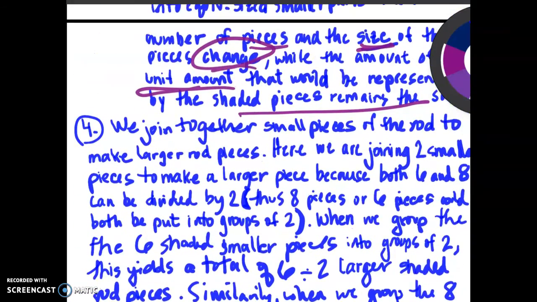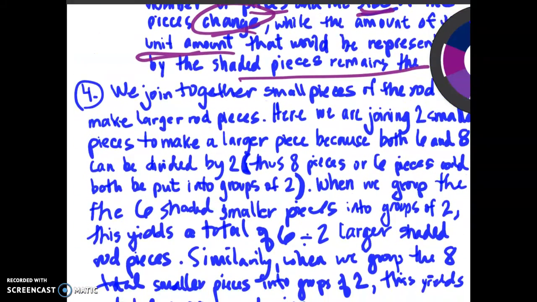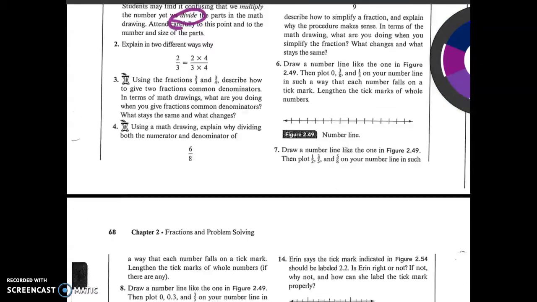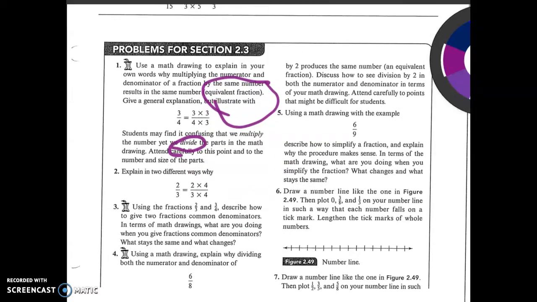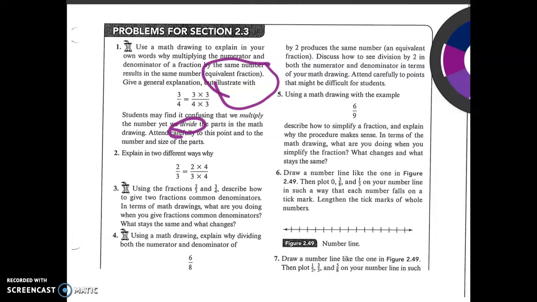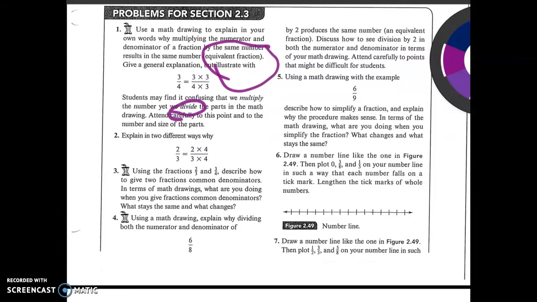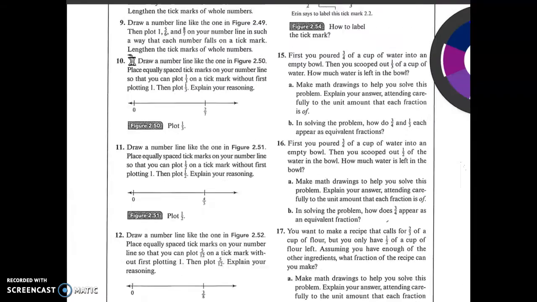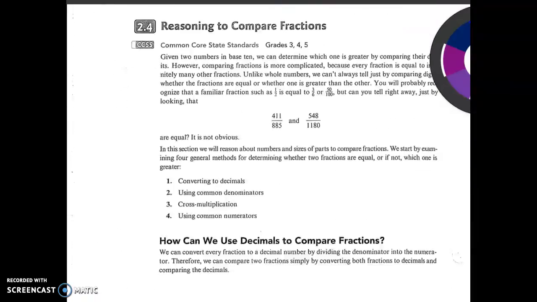And that's the key piece for students to understand when it comes to equivalent fractions. All right, number 4. Number 4, we're looking at making a math drawing to explain why dividing both the numerator and the denominator of 6/8 by 2 produces the same number. And so we're going to see how division by 2 in both the numerator and the denominator is shown here. And we're going to try to attend carefully to the things that might be difficult for students.